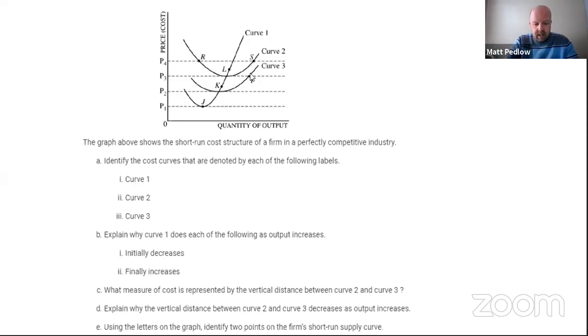And E, identify 2 points on the short run supply curve. So remember, in the short run, it's your marginal cost curve above average variable. So K and L would be the only 2 points on that marginal cost curve, right? J, no. You would not open. You can't even pay your workers. We're going to talk more about that next week.